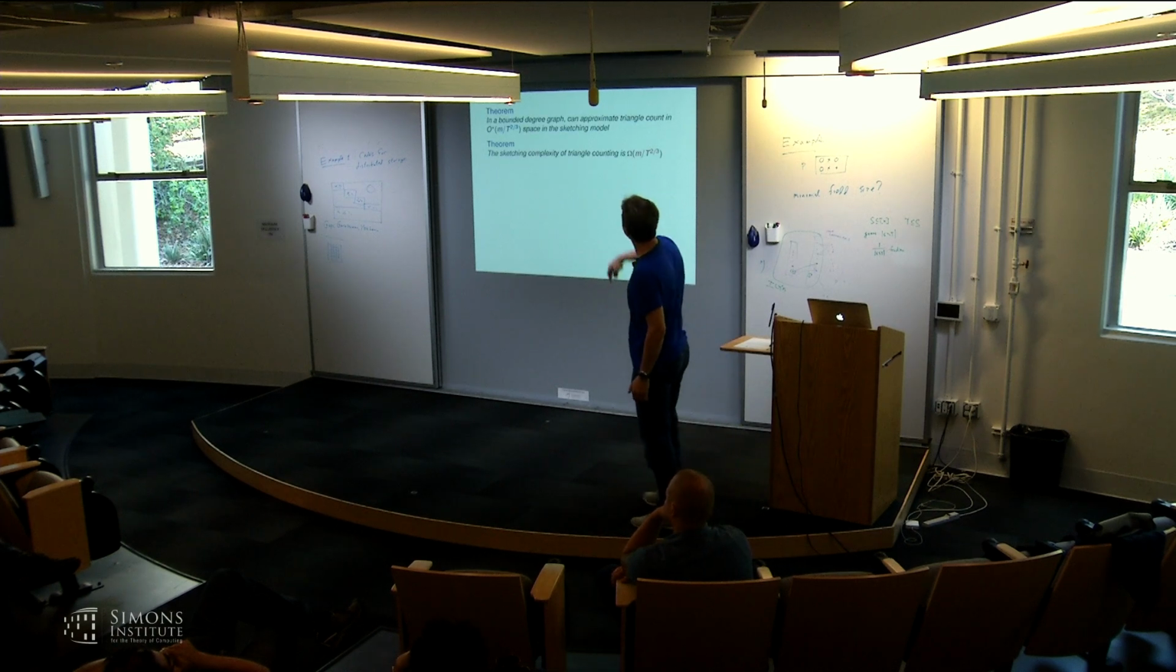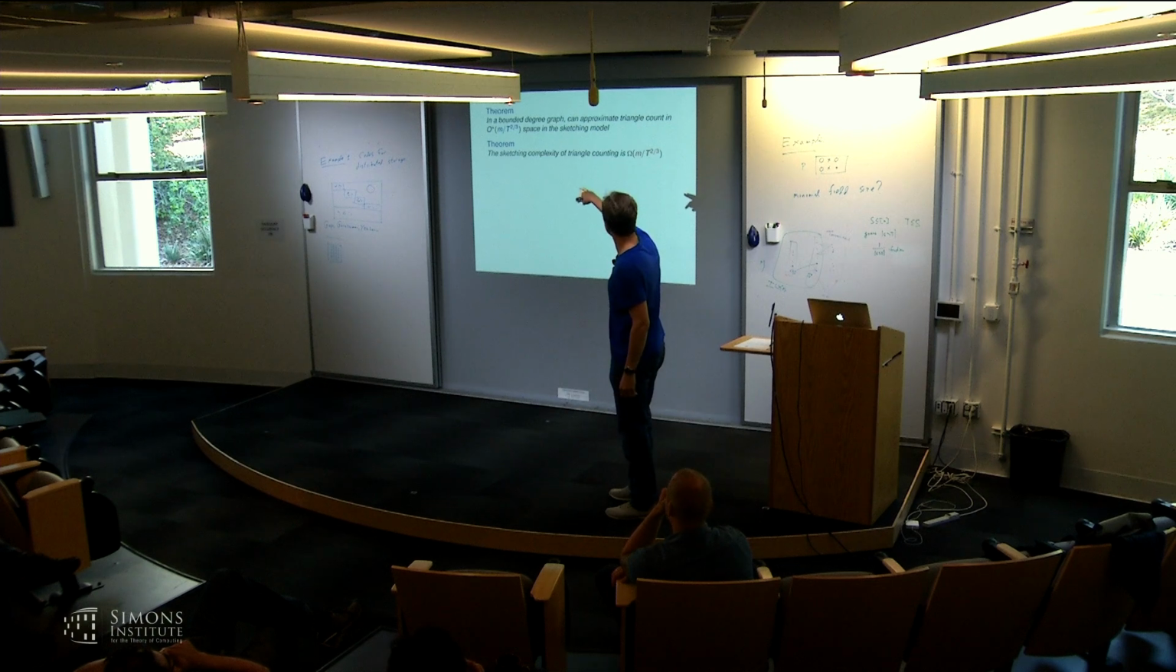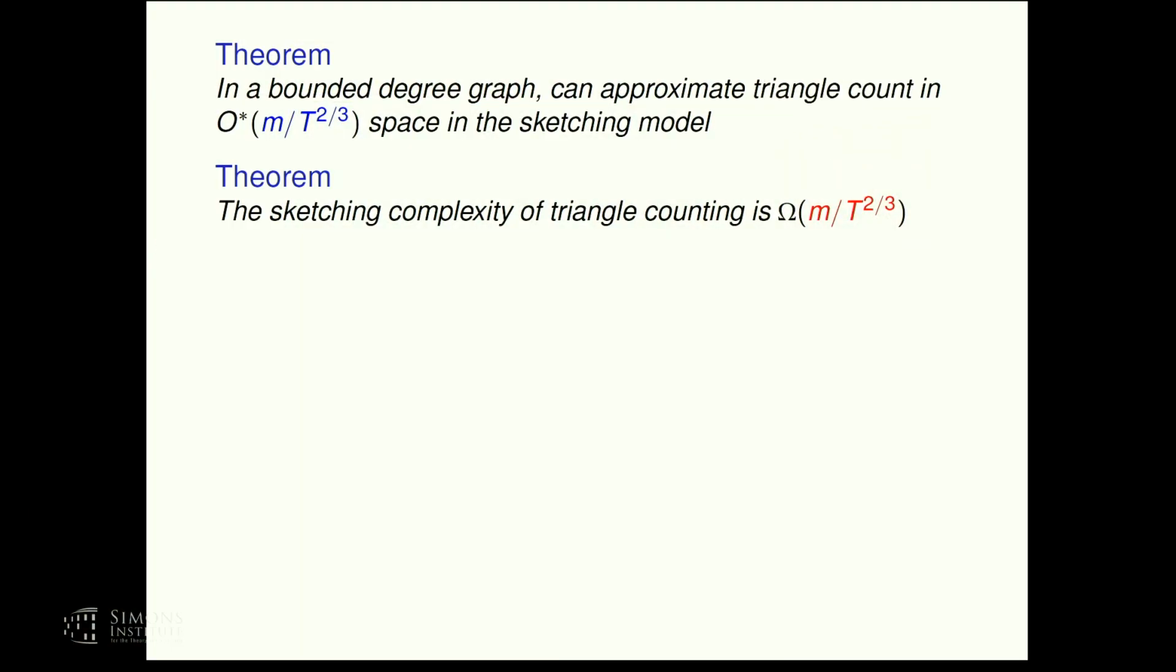Well, first, this simple algorithm that I outlined shows that you can approximate triangle count in a bounded degree graph in m over t to the 2/3 space in the sketching model, and we show that this is best possible.